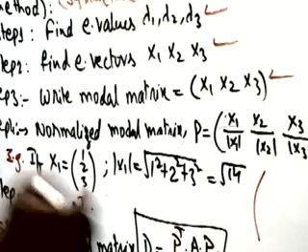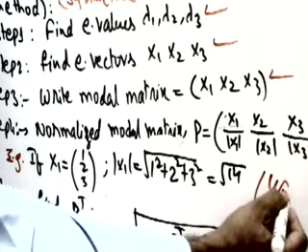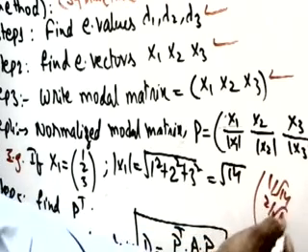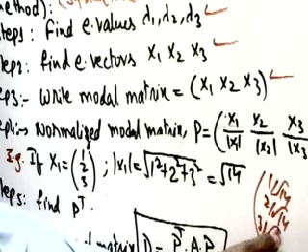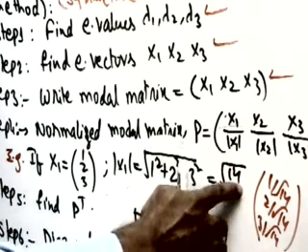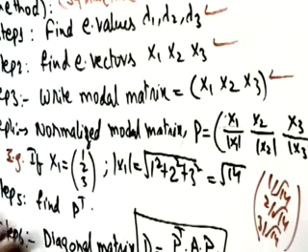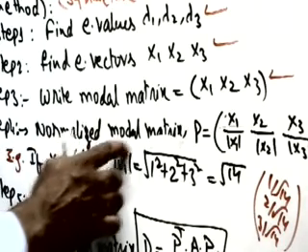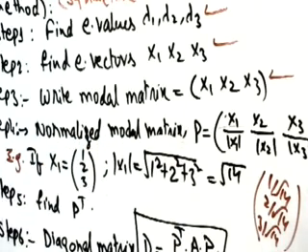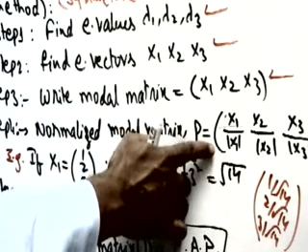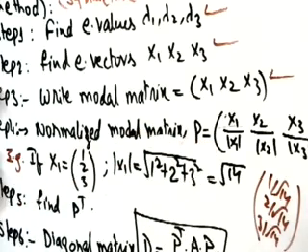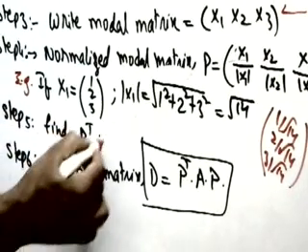For example, x1 by mod x1 means 1 by root 14, 2 by root 14, 3 by root 14. So we call this x1 by mod of x1. How to write the normalized model matrix? We denote it by P equals x1 by mod of x1, x2 by mod of x2, x3 by mod of x3. We will see the detail in the question. The next step is the last, with only slight differences.